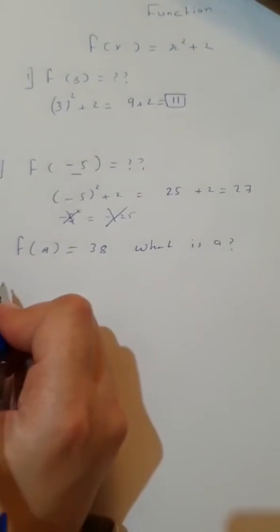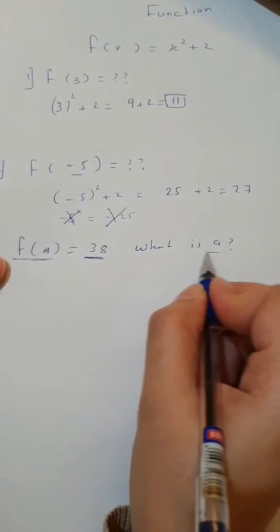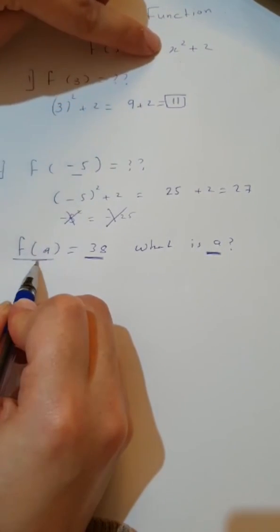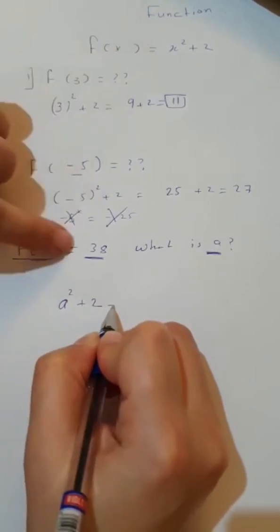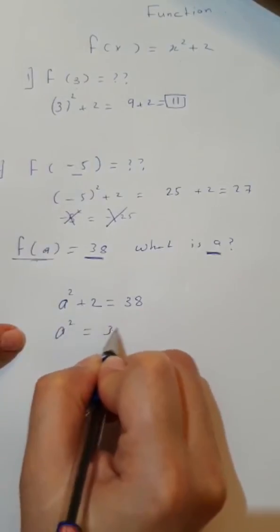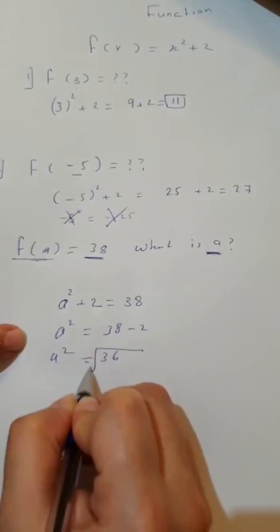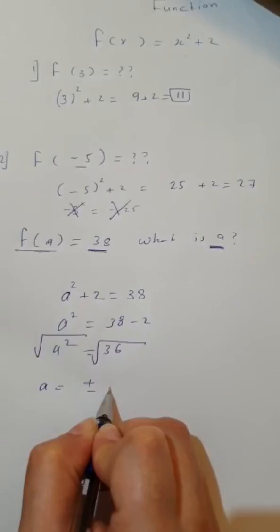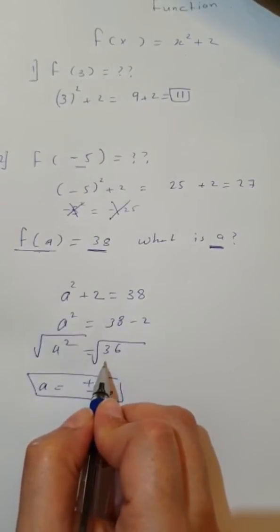The next part: if they ask me that f of a equal to 38, and they want a equal to what, the meaning of that is I need to replace x with a in the function x squared plus 2. So it will become a to the power of 2 plus 2, and it's equal to 38. Then I need to solve for that. So a squared equals 38 minus 2, which is equal to 36. According to this, I need to take the square root of each side. So I'm going to get a equal to plus and minus 6. Remember to put plus and minus when you take the square root of any number.